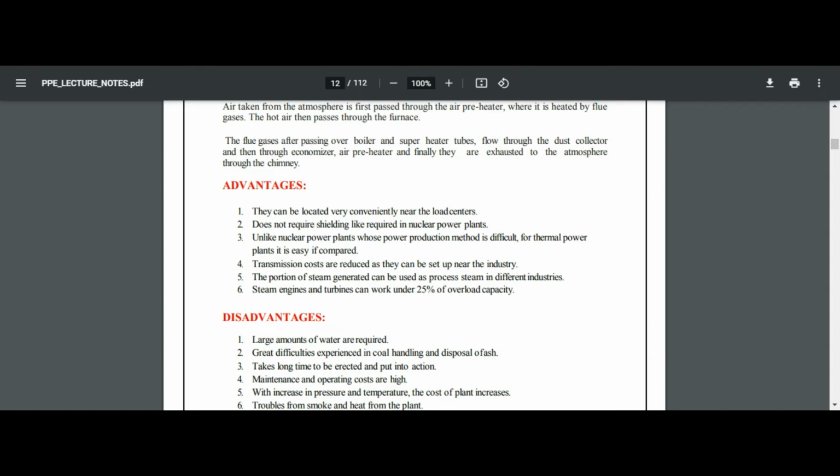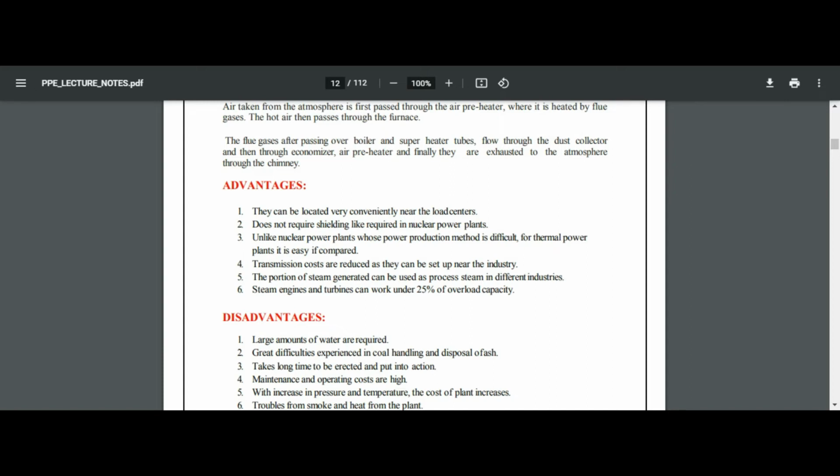Unlike nuclear power plant, whose power production method is difficult, for thermal power plant it is easy in comparison. That is, the power production method in nuclear power plant is difficult and dangerous, but in thermal power plant it is not difficult. Transmission costs are reduced as they can be set up near the industries. That is, the transmission lines and EB lines can be set up near the power producing units. We'll come back to nuclear power plant.